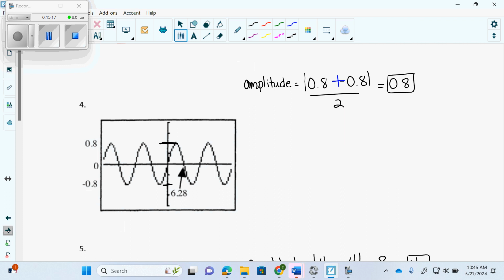Now my amplitude's 0.8. So I go to a maximum and I count down 0.8. I go to a minimum and I count up 0.8. Where are they meeting at? The x-axis, which is the line what? Y equals 0.